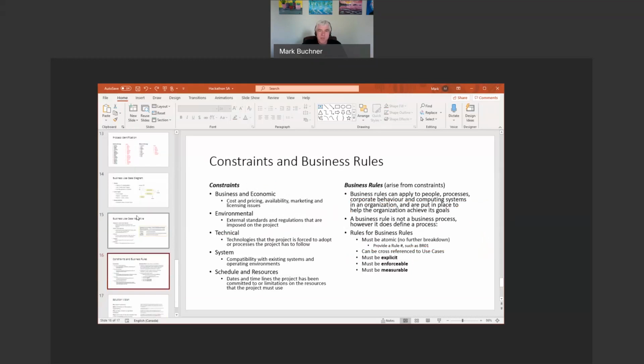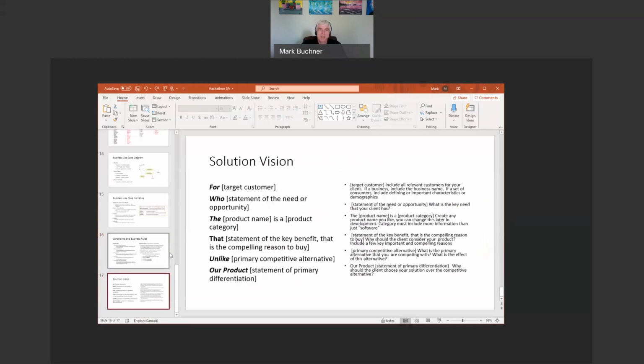Okay, so there might be constraints that happen here, constraints and business rules that you might want to apply. But at the end of all this, if you can create this thing here, which is what I'll call a solution vision, you can combine it with the problem statement, or it can be its own thing. But look at how this is formatted now. You say for, and here you give me the target customer that you have. You say who, and now you describe the statement, the need or the opportunity that you have.